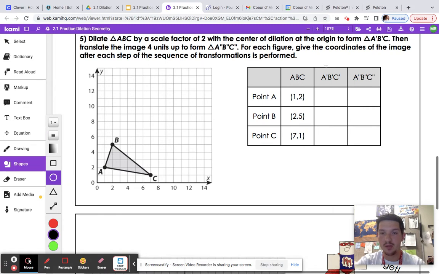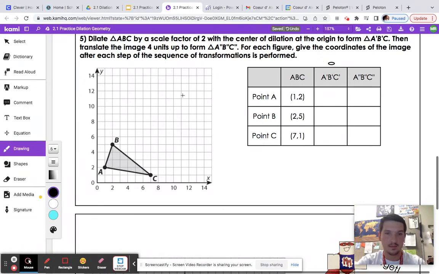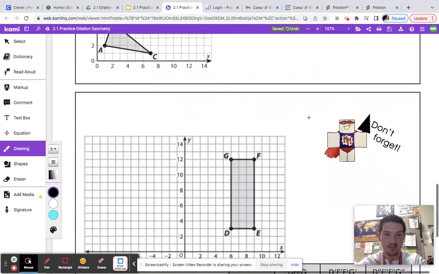You're going to multiply first here, and then translate the image 4 units up. Then you will add to our y because it's going to go upwards and it's going to impact our y.